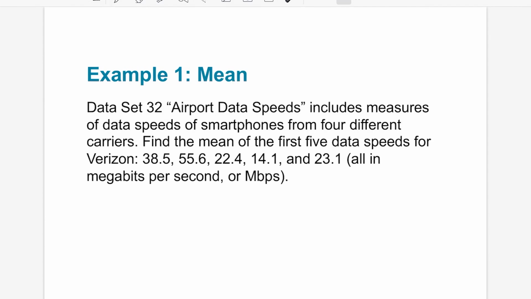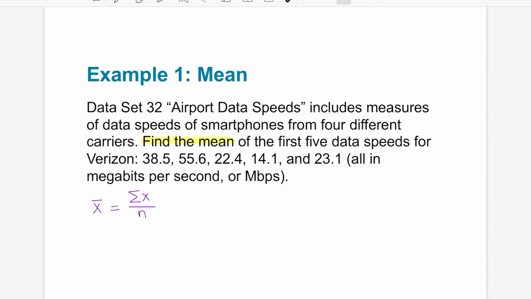Example 1. Airport data speeds includes measures of data speeds of smartphones from 4 different carriers. Find the mean of the first 5 data speeds for Verizon: 38.5, 55.6, 22.4, 14.1, and 23.1. So my job is to find the mean, and this is only a sample because there are only the first 5 data speeds. So this is going to be a sample mean.